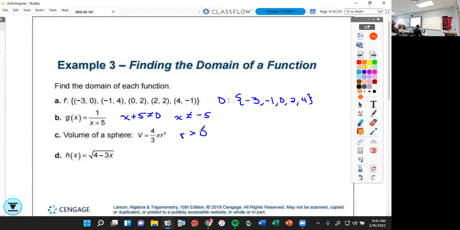Letter D. What would cause a problem in this one for the domain? -3. You can only take the square root of non-negative numbers. I don't want to say positive because zero falls in there, right? Can you take the square root of zero? Okay, so because I'm taking the square root, I know that 4 minus 3x must be what? Greater than or equal to 0. Right?